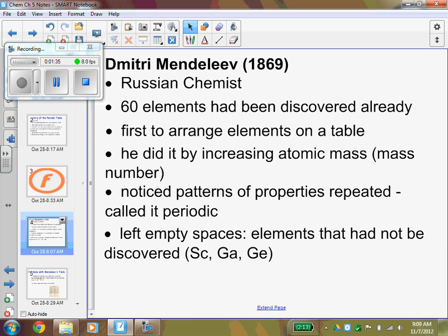As a matter of fact, he was so good at this that he left empty spaces on his periodic table and said that these are elements that had not been discovered yet, such as scandium, gallium, and germanium. So that's what Dmitry Mendeleev did in 1869, and we give him credit for that.